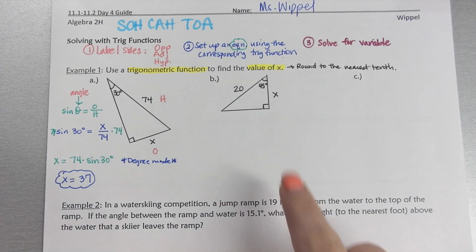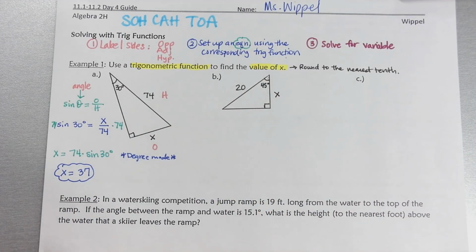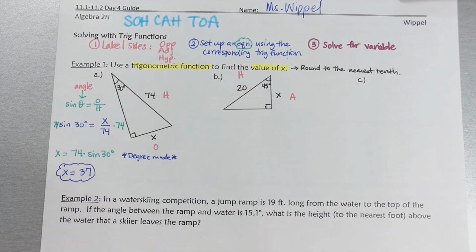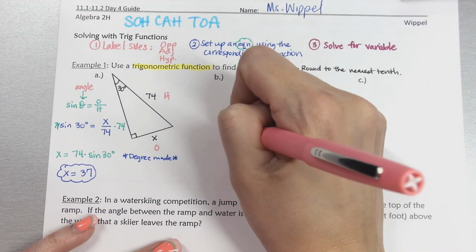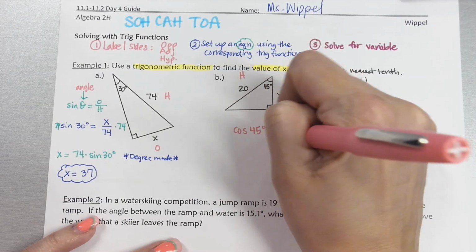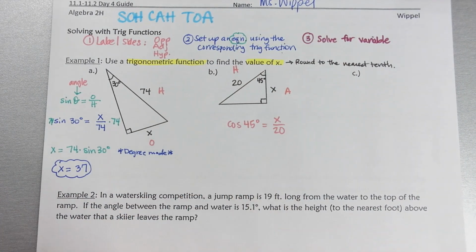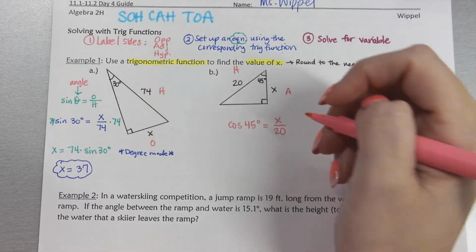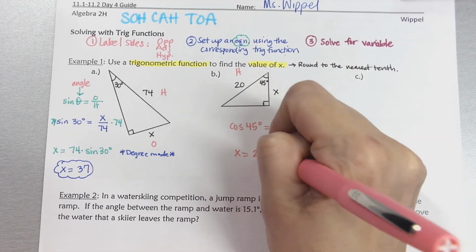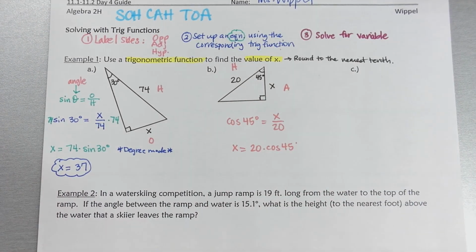Okay, now, if you are using this angle here, then you have the adjacent side and the hypotenuse. So you should be using cosine. So the cosine of 45 degrees is equal to x over 20. Anytime this is in the denominator, you're going to multiply. So you can either show that you're multiplying each side by 20, or if you want to just do 20 times the cosine of 45, that is fine.